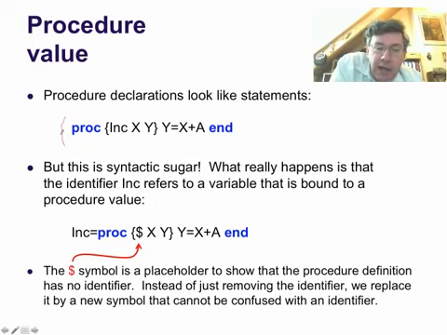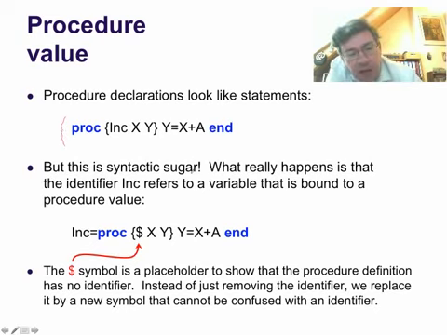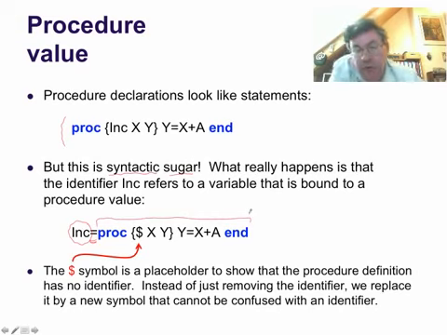proc inc x y, y is equal to x plus a, end. This looks like a statement, but in fact, it's not. This is actually a syntactic sugar. What really happens is that the identifier inc is bound using the equal to this anonymous procedure.